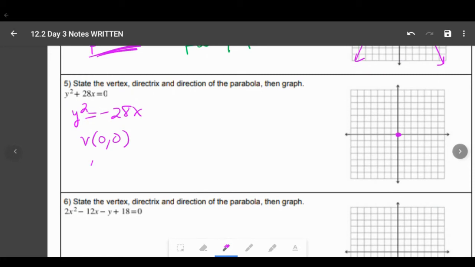Here's a little bit trickier one. If 4p is -28, I know that p is -7. Hopefully right away you notice that because it was y squared, it's either going to go left or right. And because we have a negative number, that means this is going to be opening to the left.